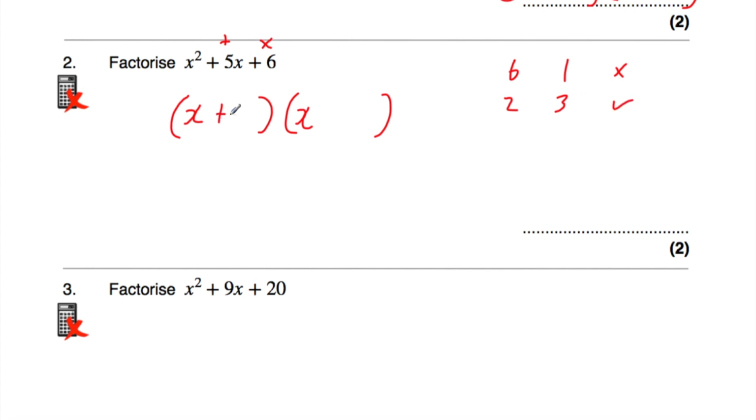So that means we would have x plus 2 and x plus 3. And again, if you expanded these brackets out, you would get x squared plus 5x plus 6.